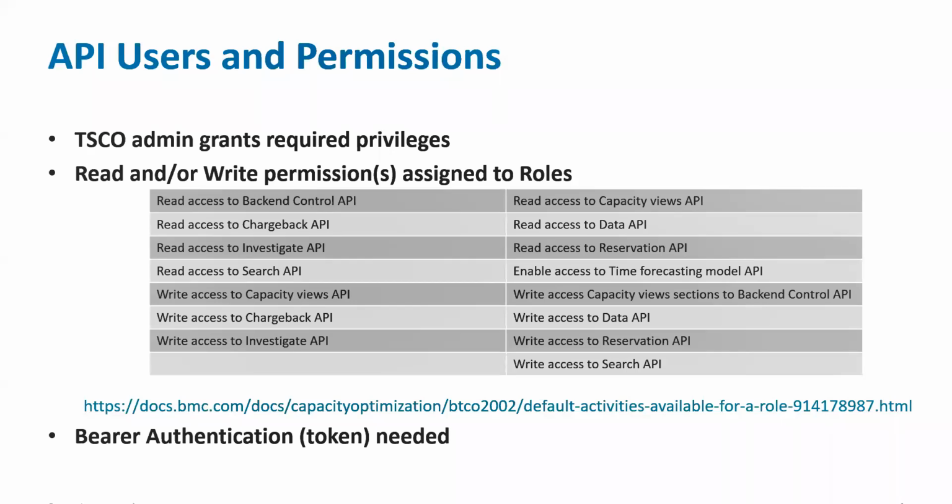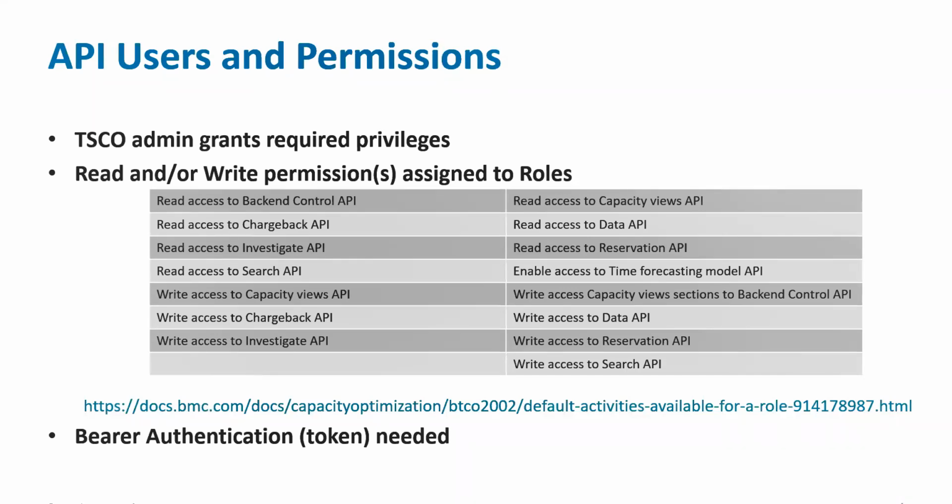For example, read access to the data API is to access and view the data. Write access to the backend control API is to edit the backend controls. Write access to the reservation API is to edit the reservations, etc. From the given URL, the document, you can find all these details.